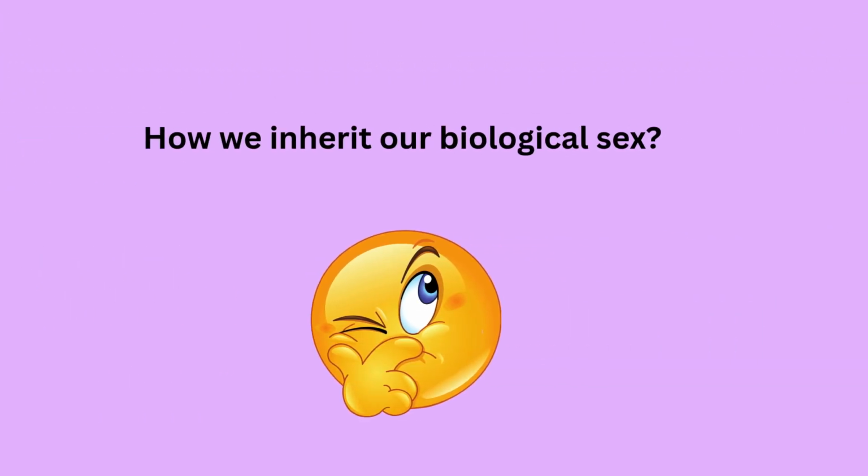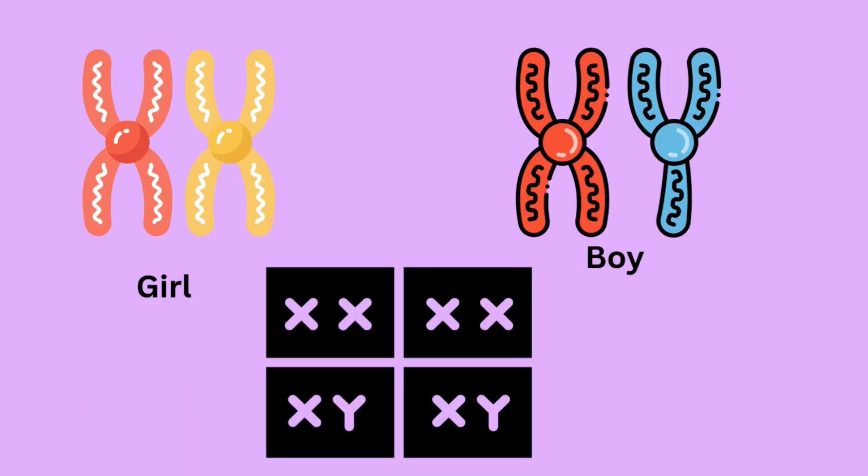Now, who can tell me how we inherit our biological sex? It's all about X and Y chromosomes. Females have XX and males have XY. During fertilization, if an X chromosome meets the egg, you get a girl, XX, while if a Y chromosome meets the egg, you get a boy, XY.